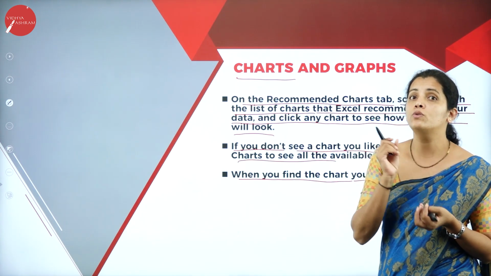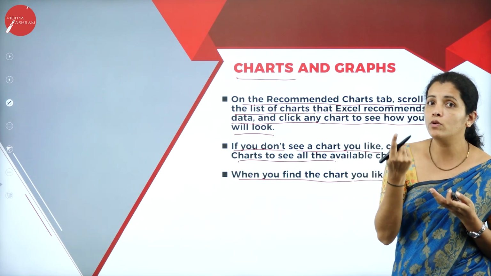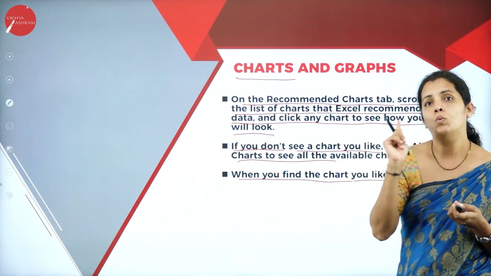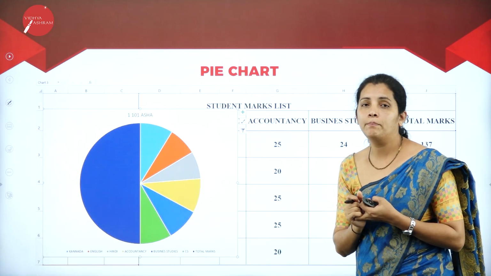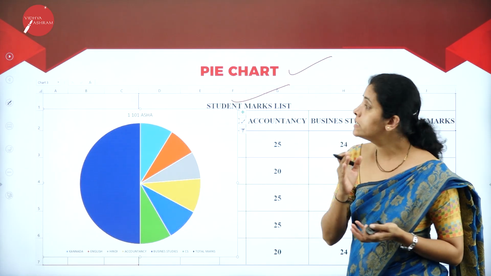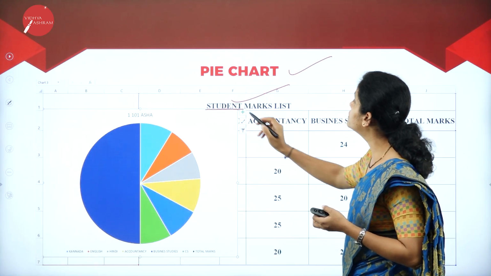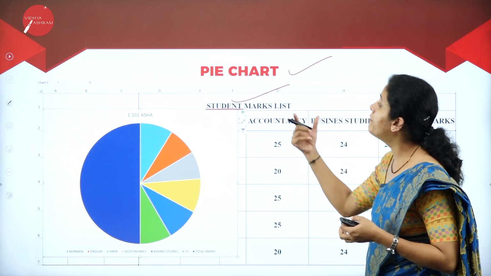That means when you find your recommended chart, I'm going to select it, that means I'm going to click OK. Moving further, I'm going to have an example to illustrate the pie chart. I have taken the example of a student marks list and I have selected the first row.